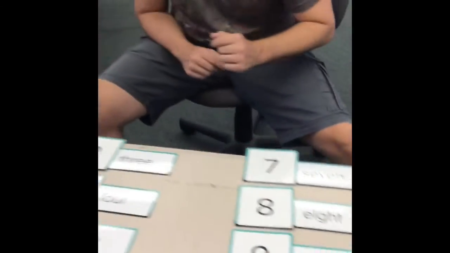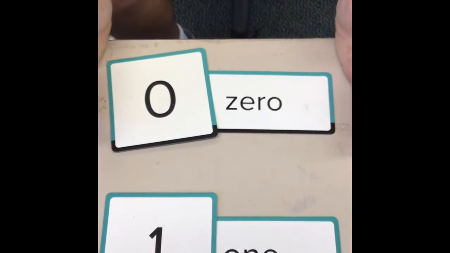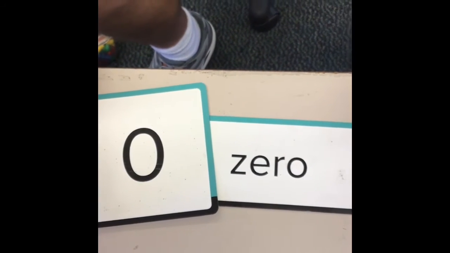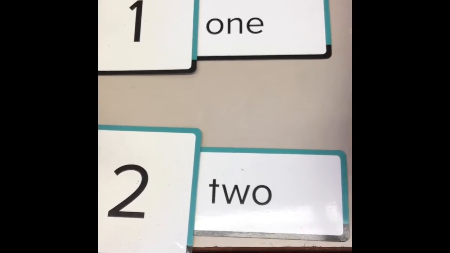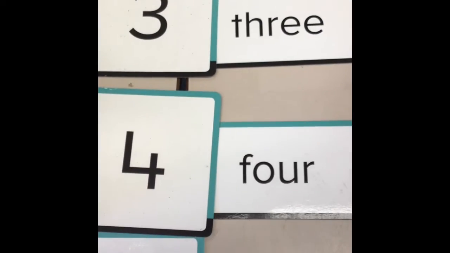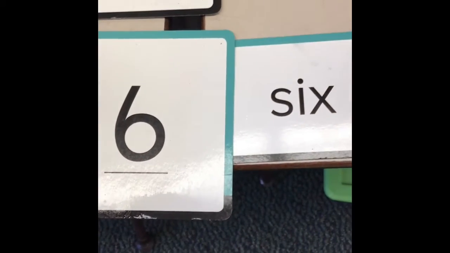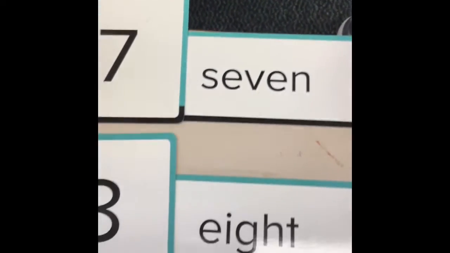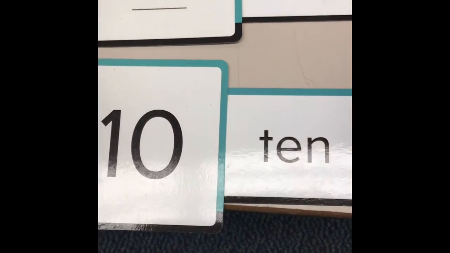So one last time before we go into how we're going to do it, we're going to just show you the letter and the number and the word, and I'll say them for you. 0, 1, 2, 3, 4, 5, 6, 7, 8, 9, 10. So that's what they are. That's what they look like.